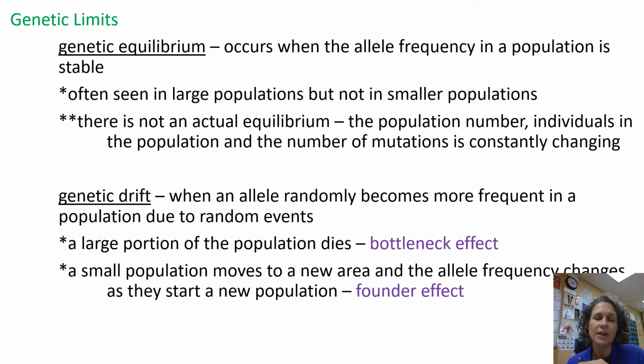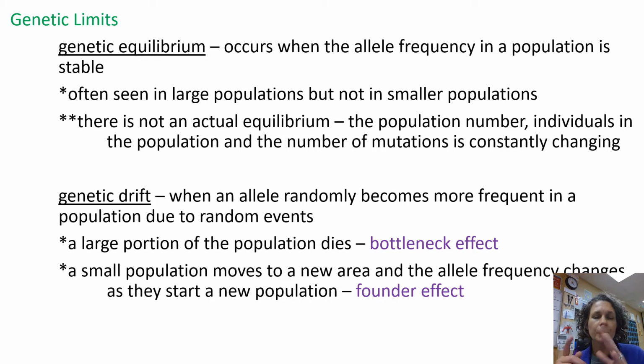So this first one, the bottleneck effect. This is when a large portion of the population dies. For instance, you have your herd of cattle, and some kind of disease goes through the herd, and 50 of your 75 cows die off. Well, all of a sudden, the allele that gave the other cows the ability to fight off this disease and stay healthy, its frequency goes way up, because everyone else has died off. So that's a bottleneck effect.